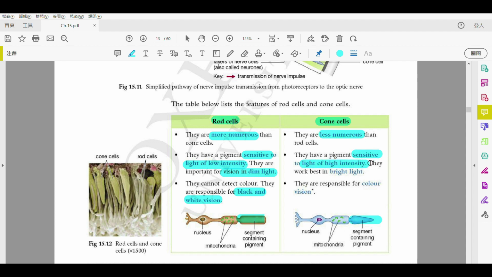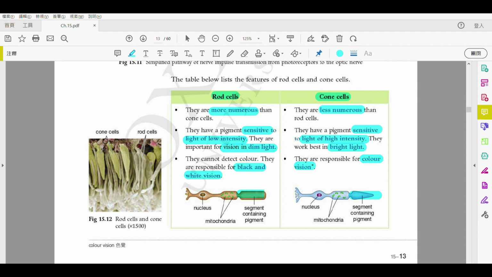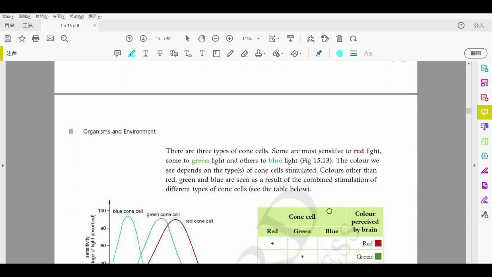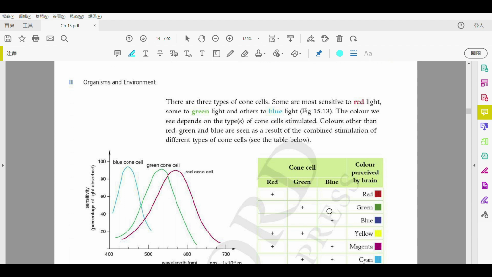So when there are lots of light, it is sensitive. So it works better in bright light. But then there is a good thing, that is, it can give you colored vision. 可以俾一個有顏色嘅 vision 嘅。Okay, so just check out this diagram. You can see quite clearly. This one is a cone shape, and these one are the rod shape. Okay. So we move on to the next part.